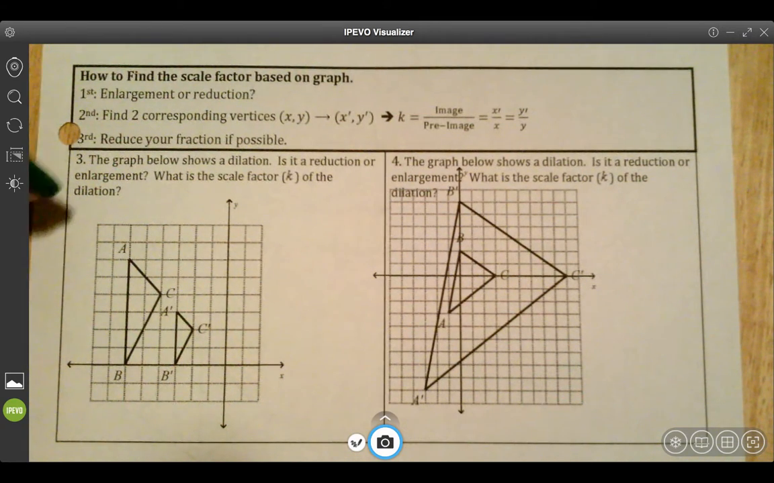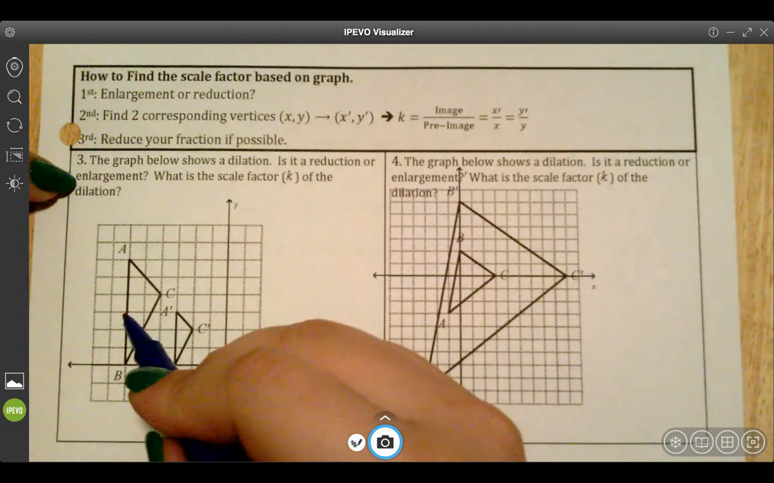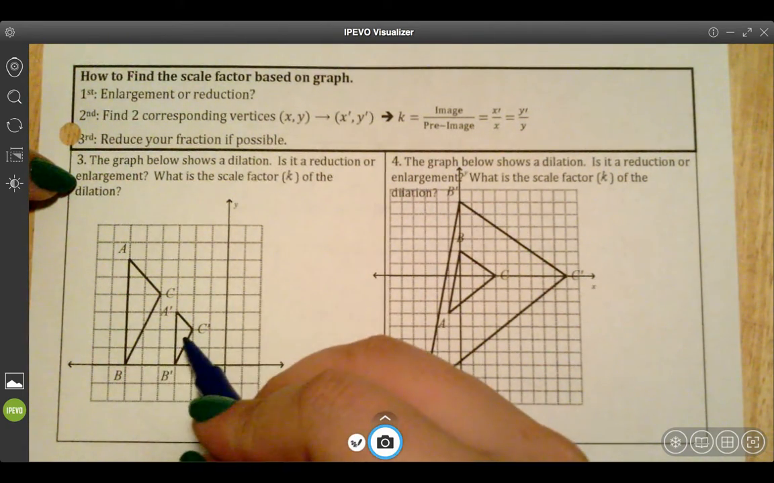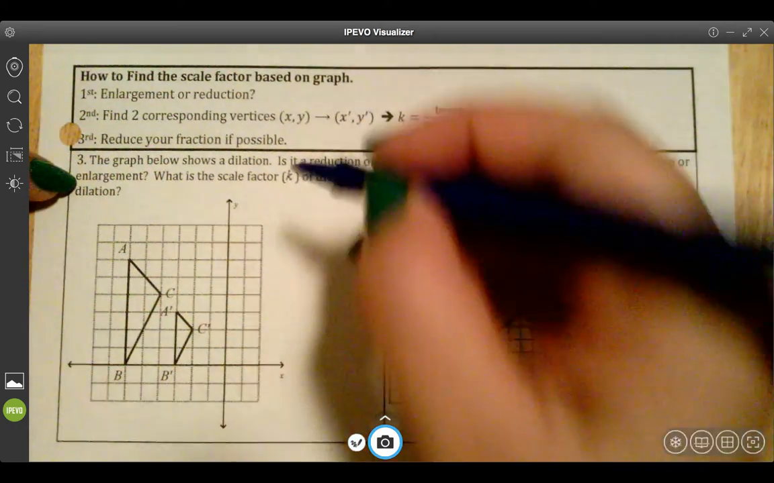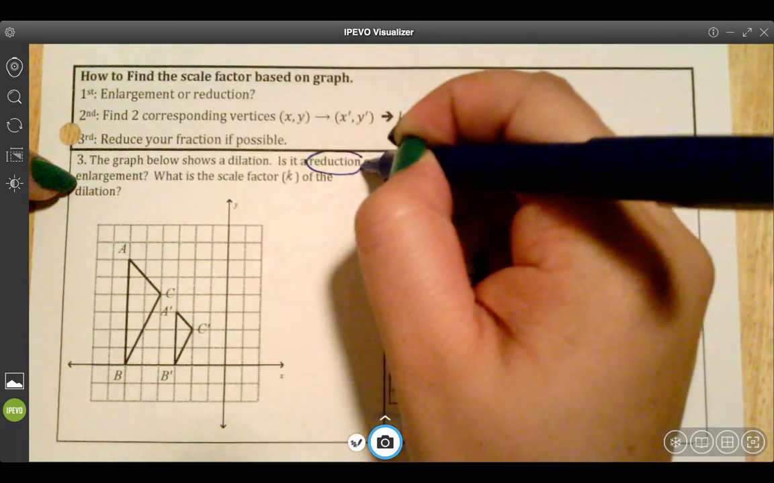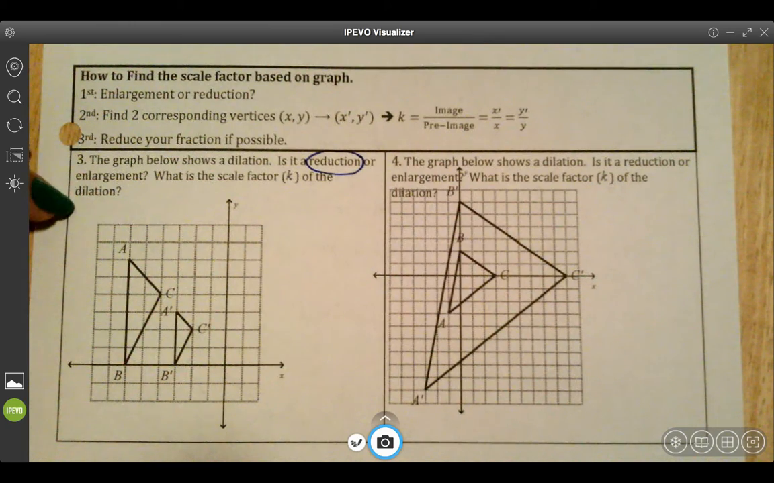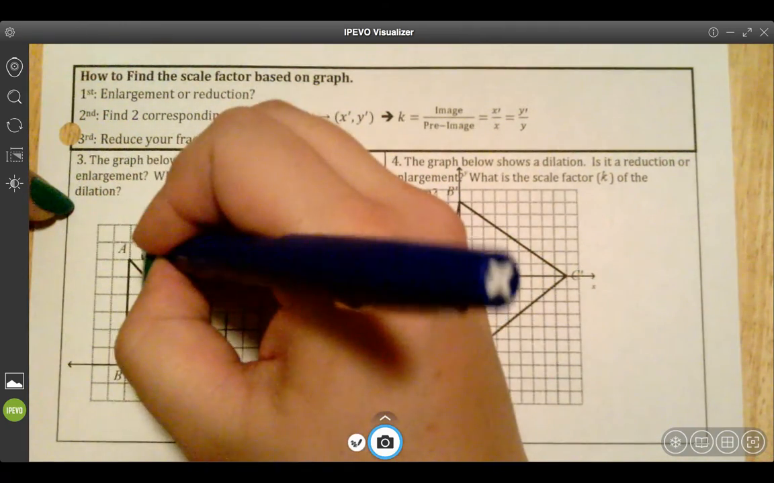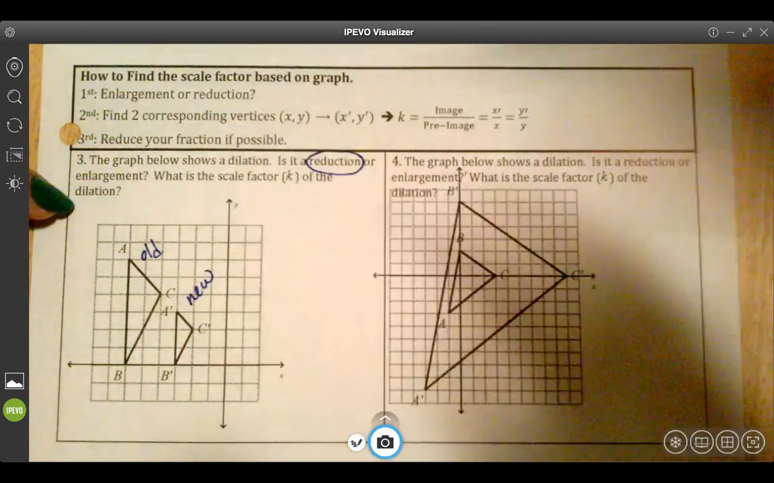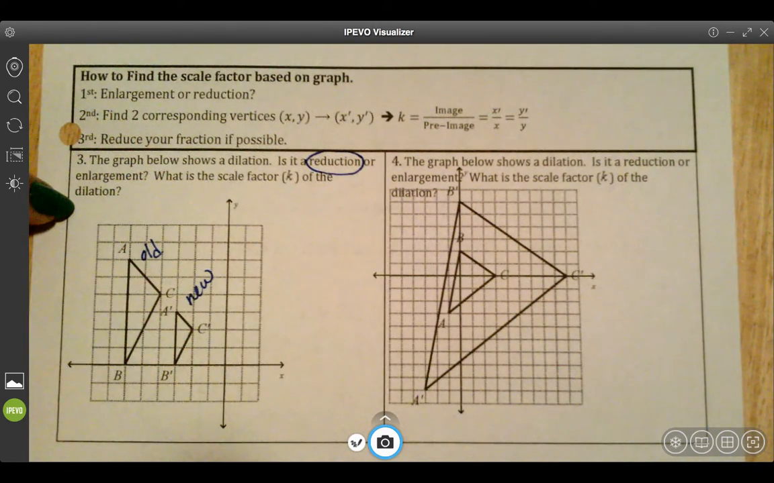Okay, so for number 3, the graph below shows a dilation. Is it a reduction or an enlargement? We started without primes, moved to primes. That got smaller, so it is a reduction. What is the scale factor of the dilation? This is old, this is new. Find the side that it is easiest to find the distance. If you have a side that is horizontal or vertical, use that one. If not, you'll probably need Pythagorean theorem.